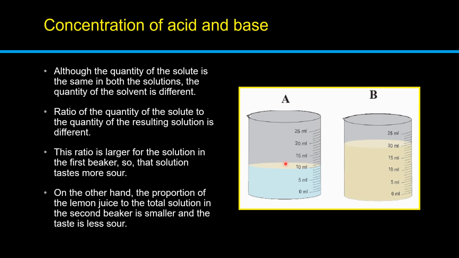Simply children, the amount of water that dissolves half of a lemon is less in beaker A. That is, we have only 10 ml. In beaker B, for the same half lemon juice, we are adding 20 ml of water. So, it dilutes it more. So, beaker A is having more sour juice than beaker B.